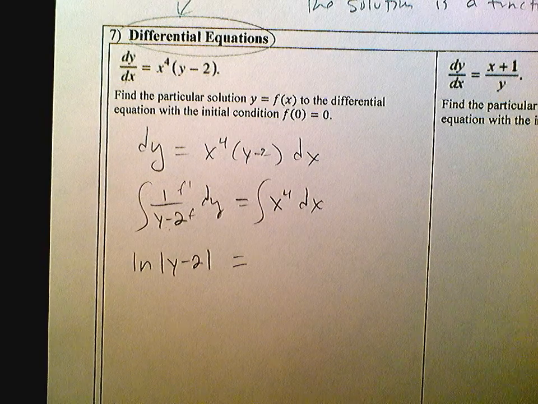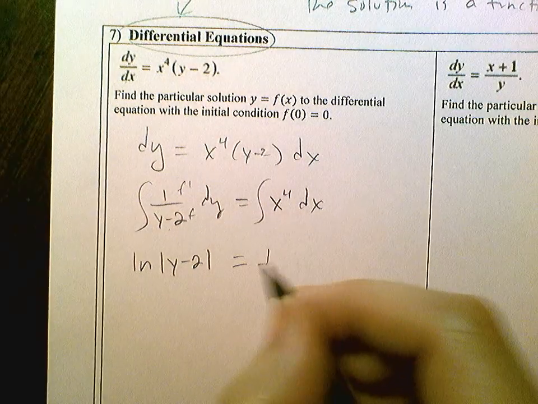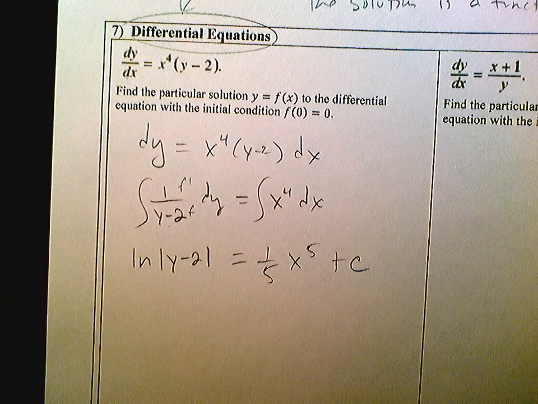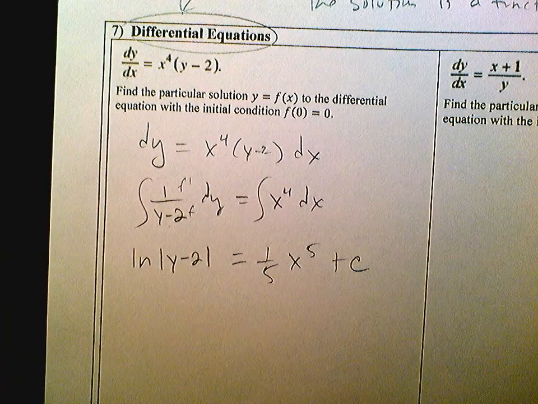Now the right side, antiderivative. 1/5 x to the 5th plus c. Don't forget the plus c, guys, on the right. You don't need it on both sides, just on one.